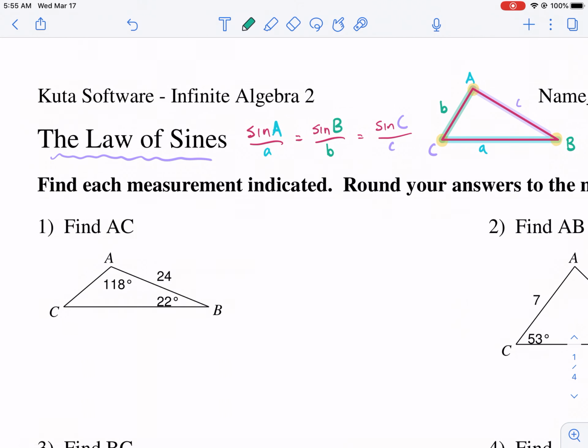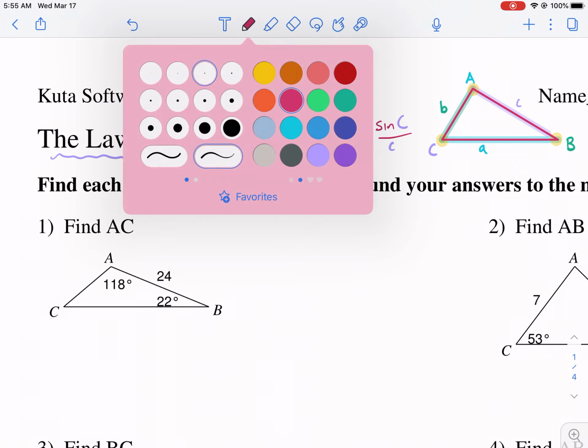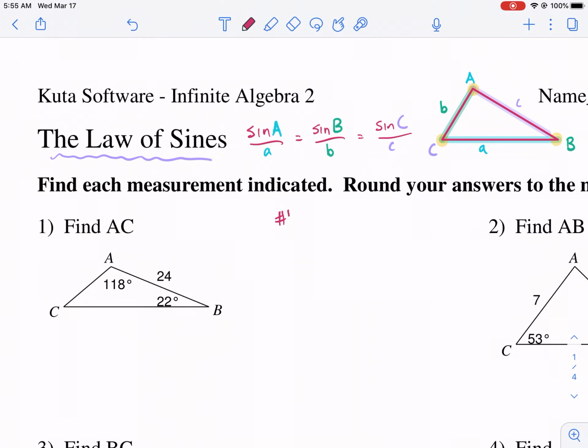If it's not labeled already, we need to make sure, step one, that the triangle is labeled. So let's go ahead and break this down. I already said what step one is. Step one is label, if it's not already done so.